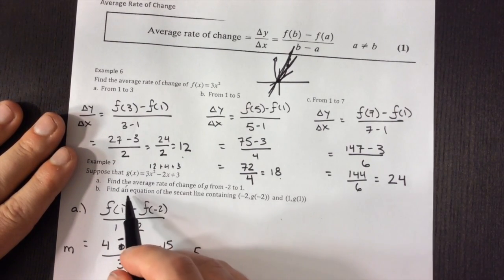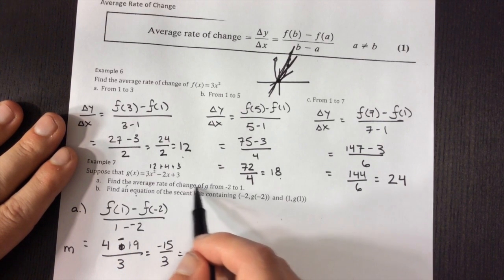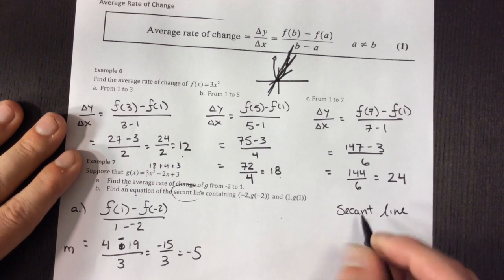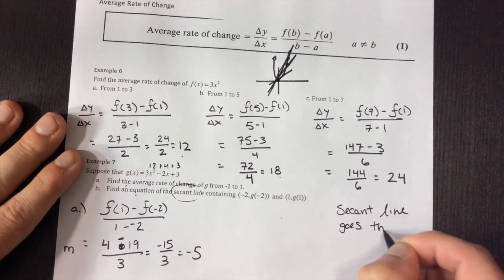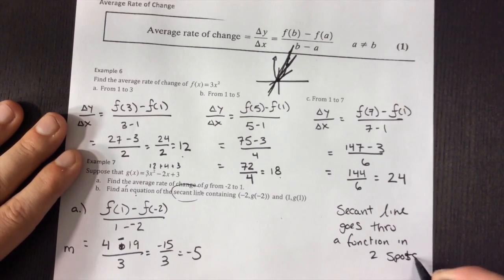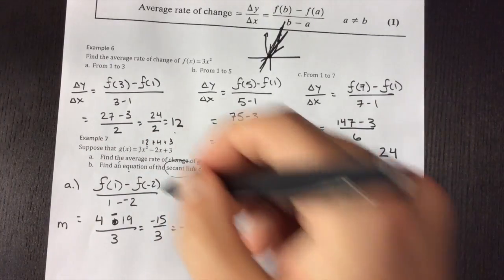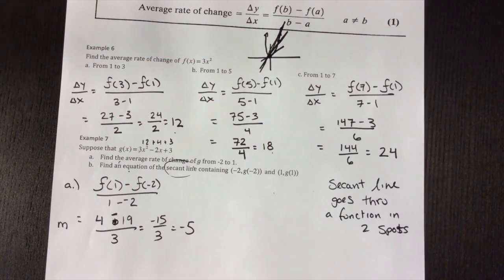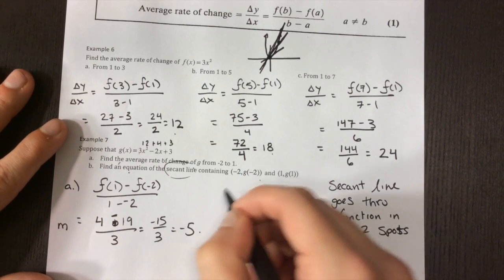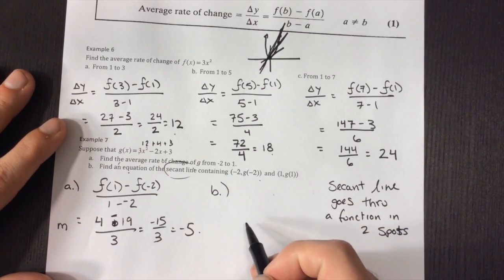The next question says, find the equation of a secant line. A secant line goes through a function in 2 spots. And a secant line is going to have the same slope as the average rate of change. So we already found the slope, and now we have 2 points. Well, if we think back, how do we write the equation of a line given a point and a slope? We're just asking for point-slope form.